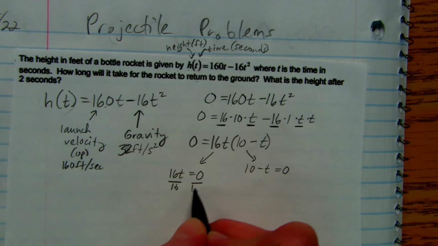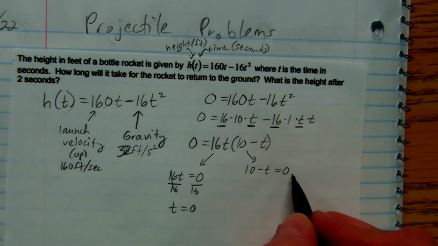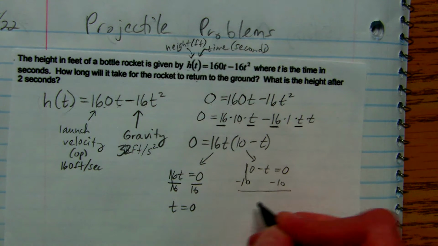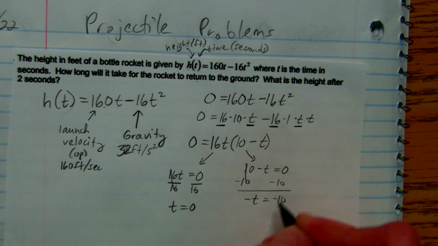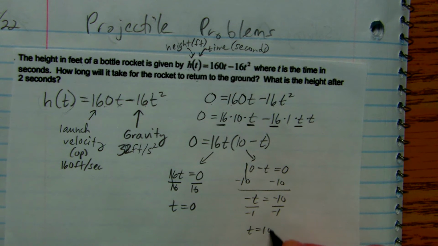Divide by 16. It's not going to do much though, is it? I'm going to get t equals 0. And then over here, I can subtract 10. This is sort of the long way, but it's okay. I have negative t equals negative 10. Divide by negative 1. We get t equals 10.